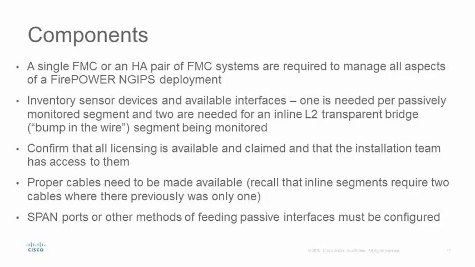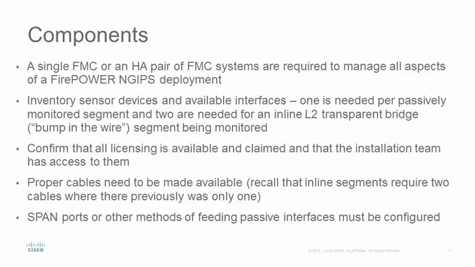So a single FMC or an HA pair of FMC systems are required to manage all aspects of Firepower next-gen IPS deployment. There is no other management solution for Firepower next-gen IPS. You need FMC. Inventory sensors, devices, and available interfaces. You're going to want to know how many interfaces you need for these deployments, so make sure that you know if you're going to be passive or inline. Inline deployments, you're going to need 2 interfaces. Passive, you're only going to need 1. Again, we go layer 2, transparent bridge, just a bump in the wire. That's the easiest way to go about it.